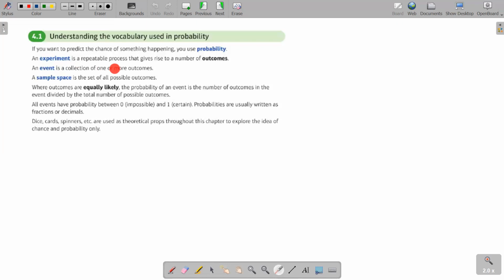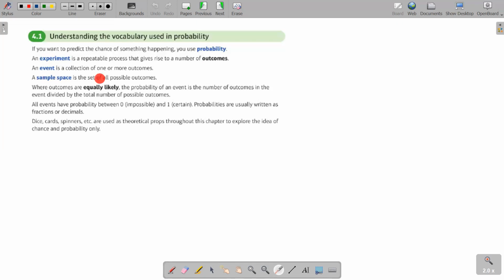Okay, so these are the vocabulary we use. An experiment is a repeatable process that gives rise to a number of outcomes. The first word you need to know here is what an experiment is. An experiment is something you can keep repeating, maybe like tossing a coin, tossing a dice. When you repeat the experiment, it could give you different outcomes. If you're tossing a coin, you can get a head. Another time you might get a tail. Or if you're tossing a dice, you can get outcomes 1, 2, 3, 4, 5, 6. So those are experiments.